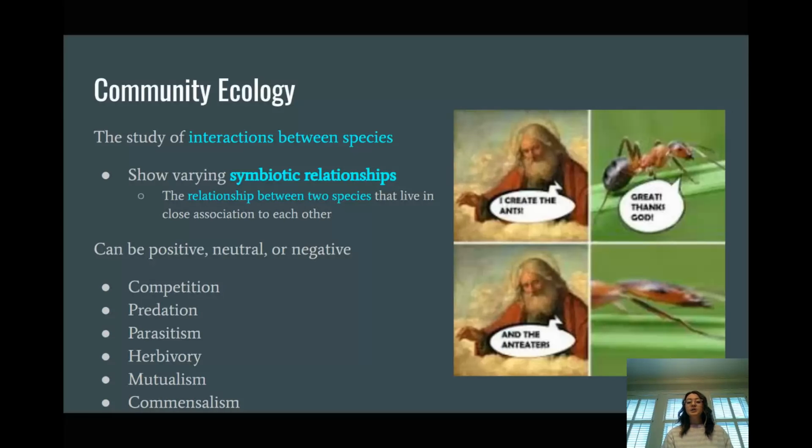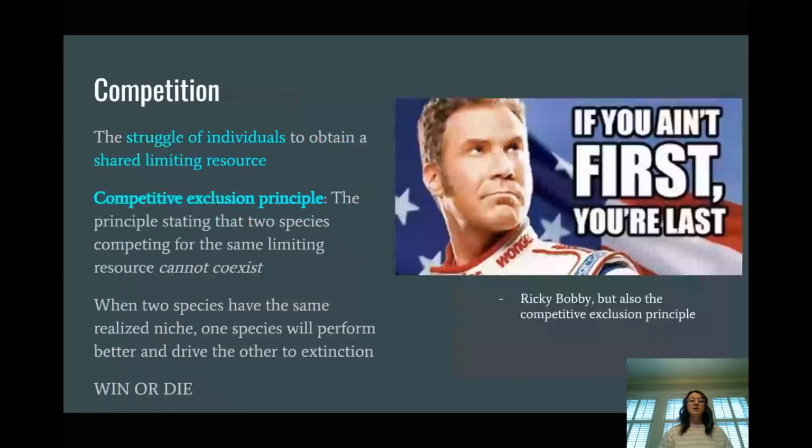Symbiotic relationships show the relationships between two species that live within close relationship to one another. So when we study community ecology, what we're looking at are symbiotic relationships. We are going to go through the 6 types of symbiotic relationships. The first is going to be competition.